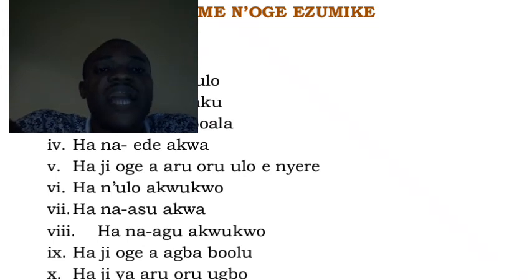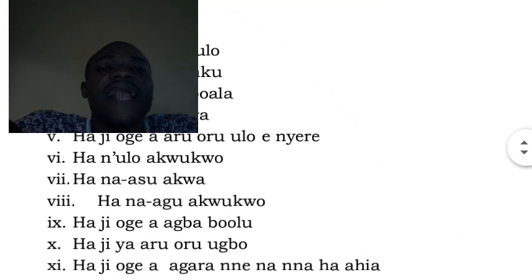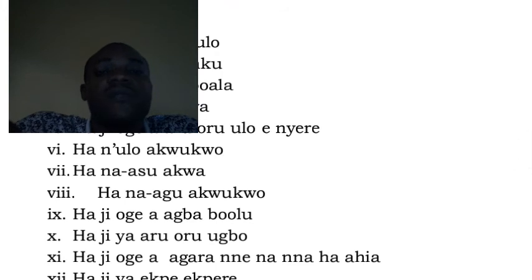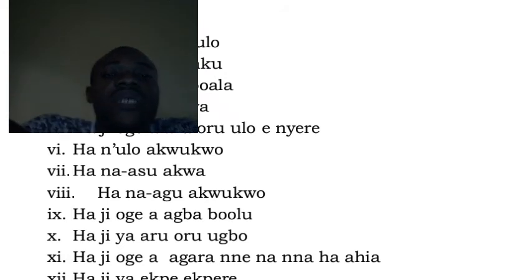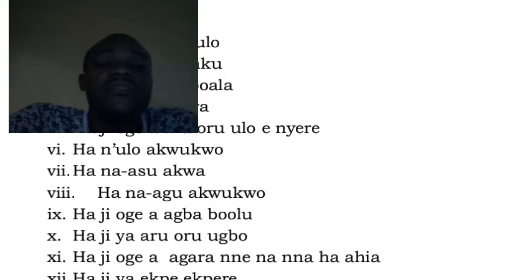Number five, ha ji oge a arụ ọrụ ụlọ enyere ha n'ụlọ akwụkwọ. During holidays or weekends, they use it to do their assignments. Okay? The next one, ha na-asụ akwa. They wash their clothes or their parents' clothes.